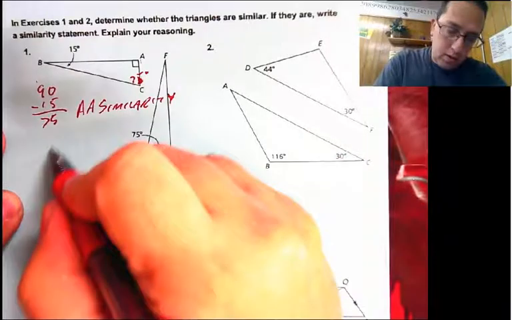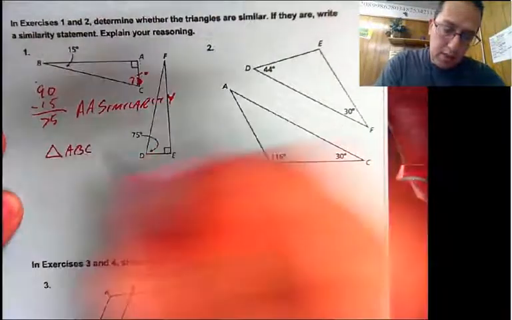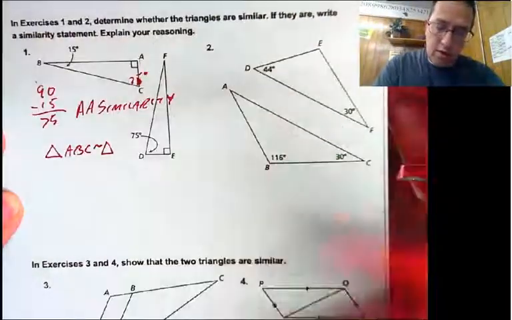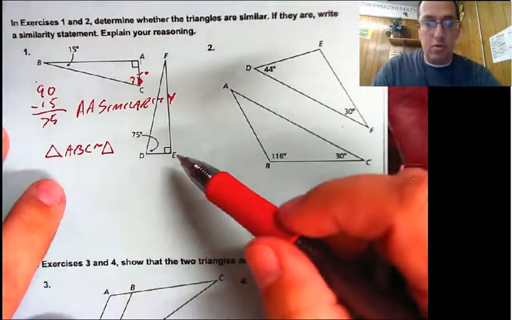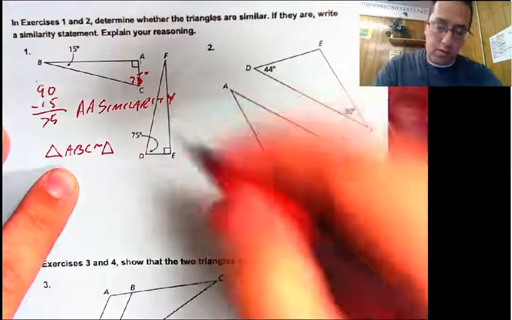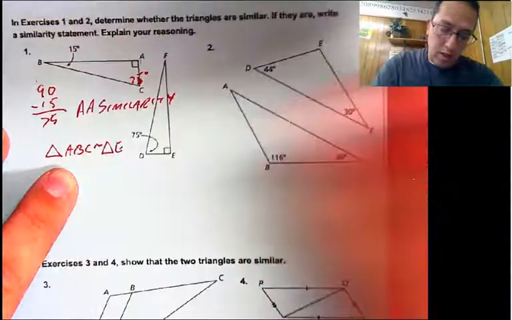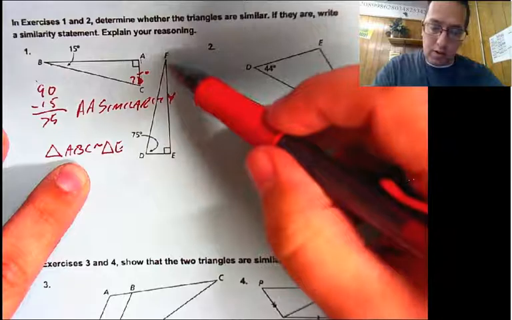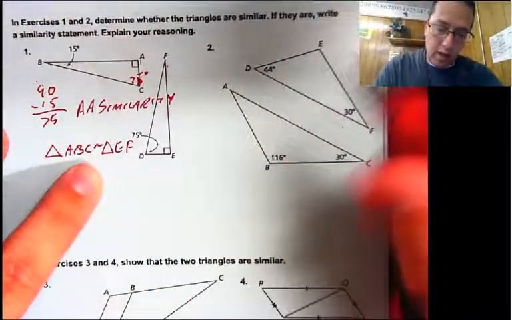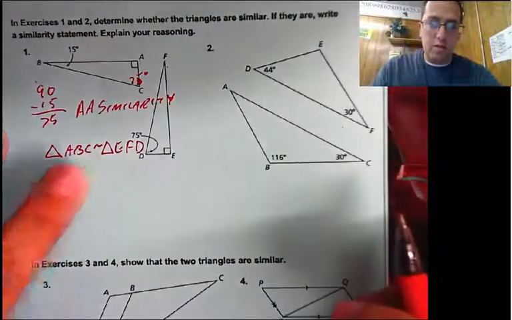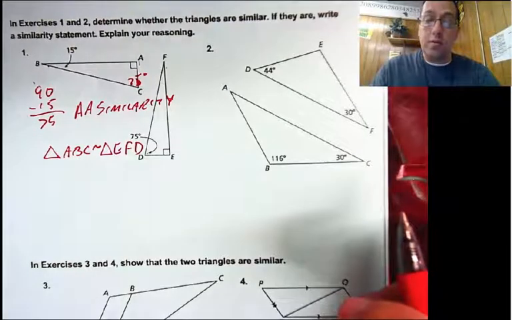So we'll call this triangle ABC, and we use this little squiggle for similar to triangle. Now this one does matter. It has to have the same order as the first triangle. So angle A corresponds with angle E, because they're both right angles. Angle B is the 15-degree angle, so it corresponds to F, and C is our 75-degree angle. It's going to go with D. So triangle ABC is similar, not congruent, but similar to triangle EFD.